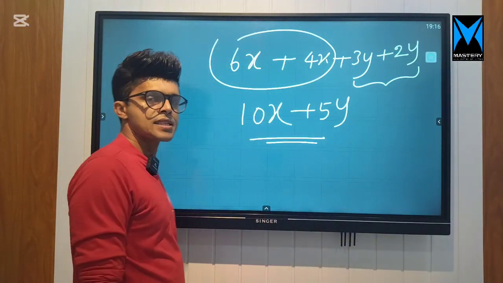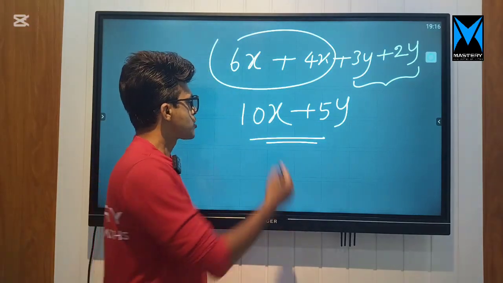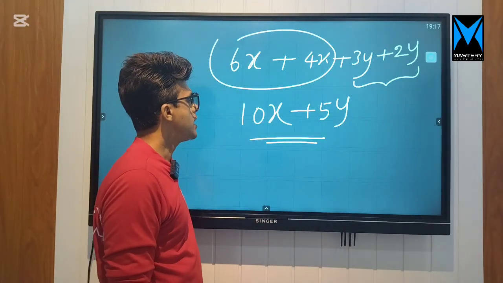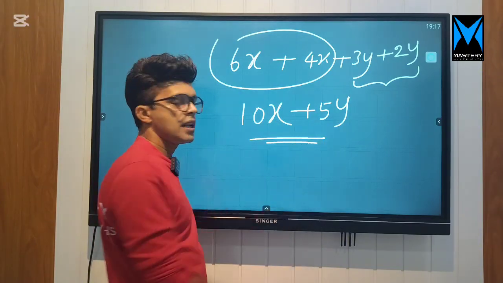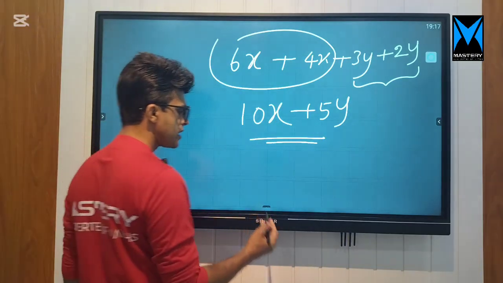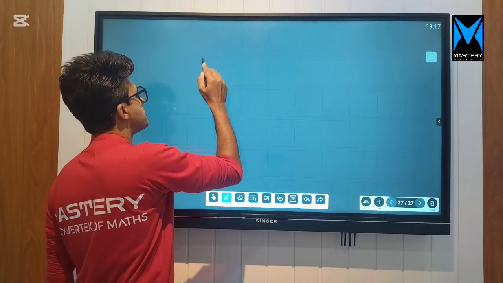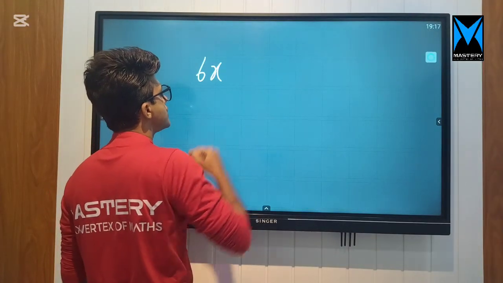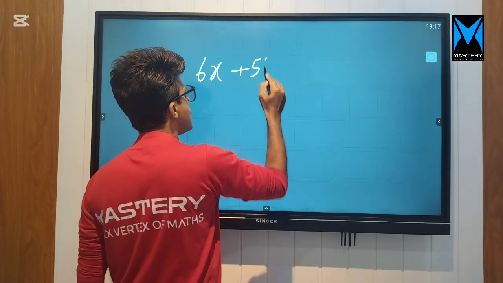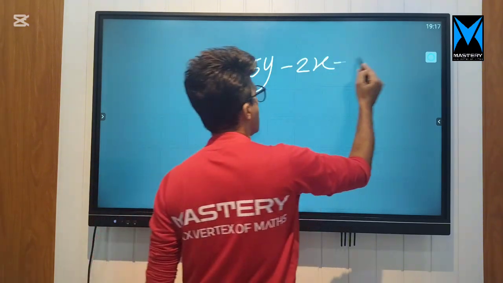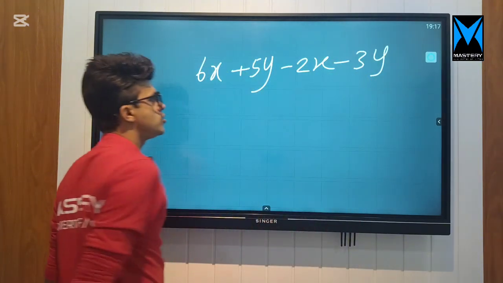I told you that these terms cannot be added. So 10x plus 5y cannot be added. These are unlike terms. Therefore, you can't add. So how do you do this type of one? 6x plus 5y, minus 2x, minus 3y. How can you do this one?